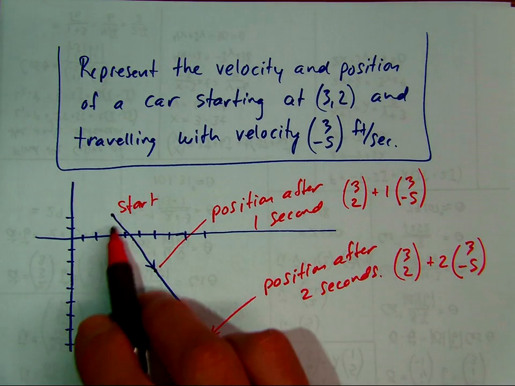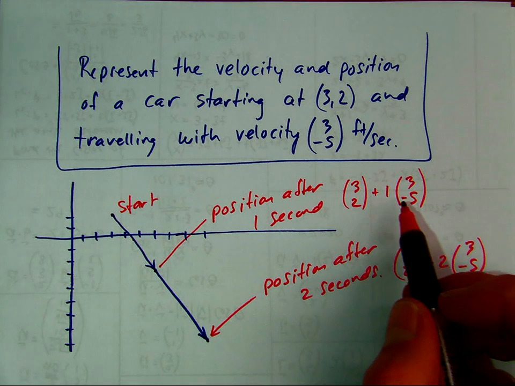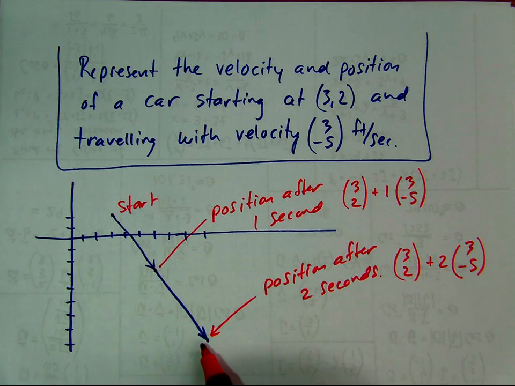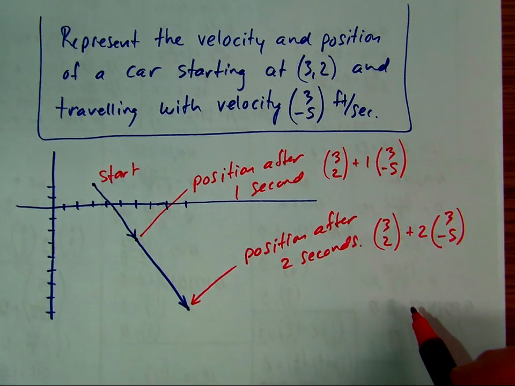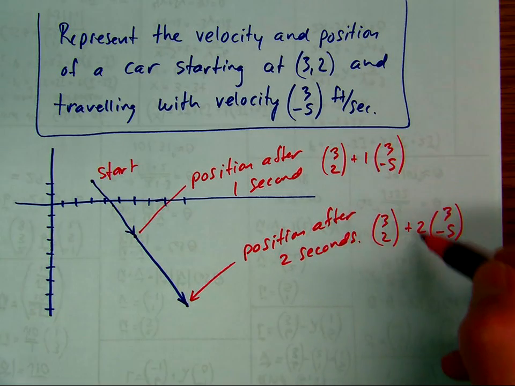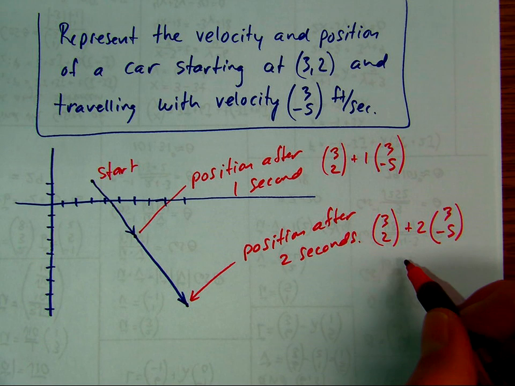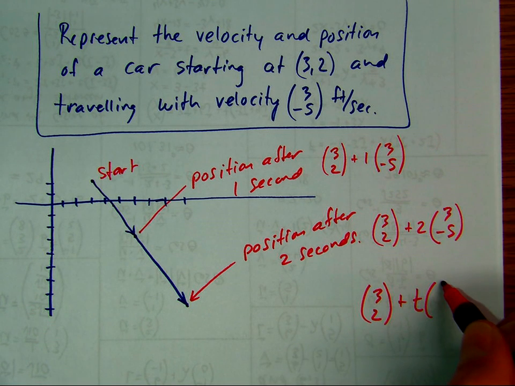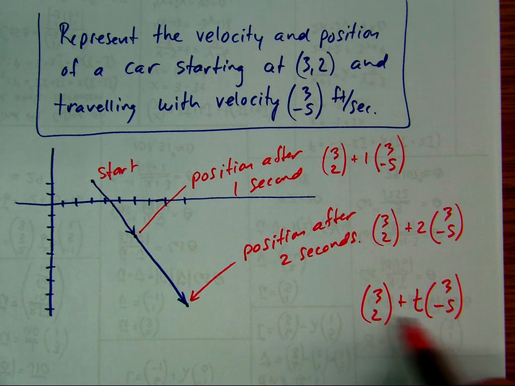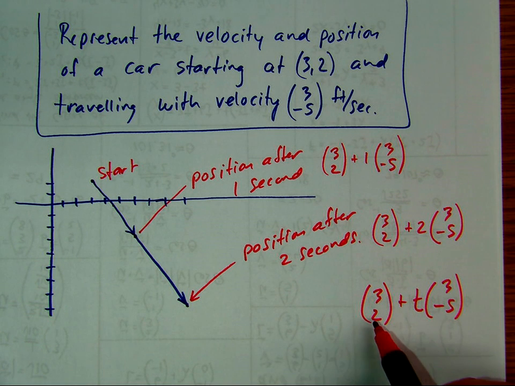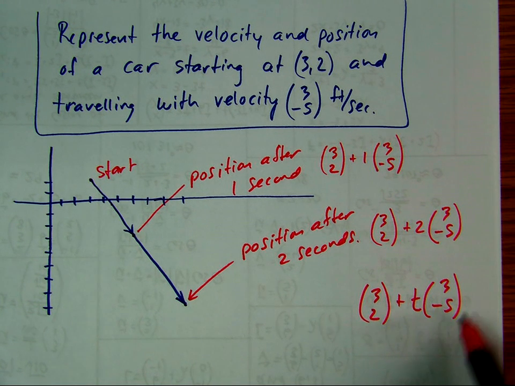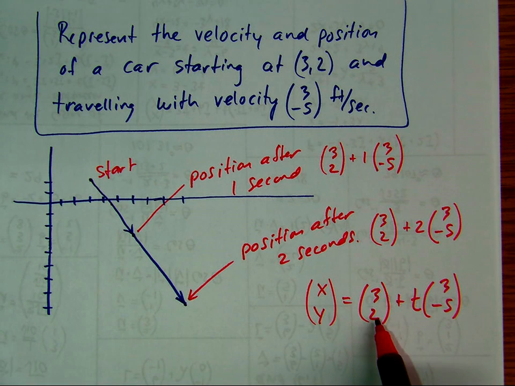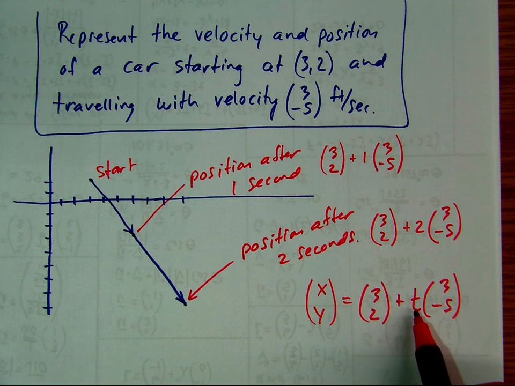When we add vectors, we're just going to add 1 of these after 1 second, but we'll add 2 of these after 2 seconds. So we can see that after any amount of time, we have the starting position plus t times 3, negative 5. And so that's going to be the equation of its position. We could say any position xy is going to be its start plus some multiple of its velocity vector.